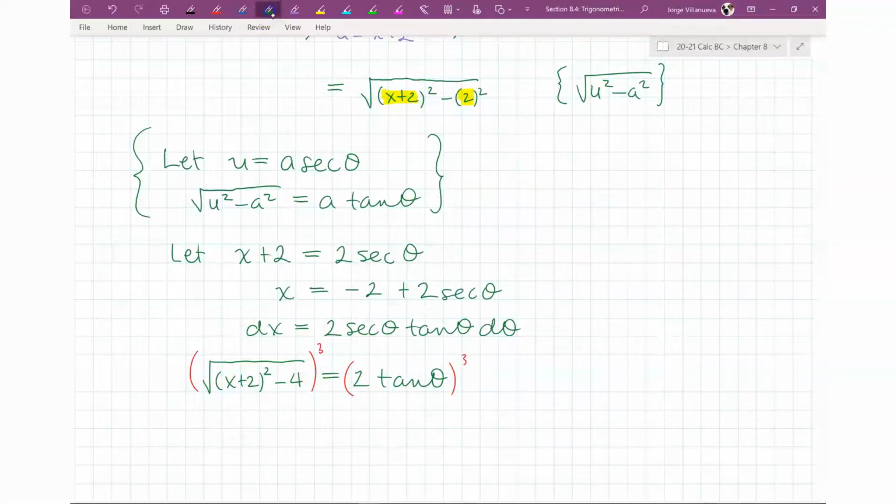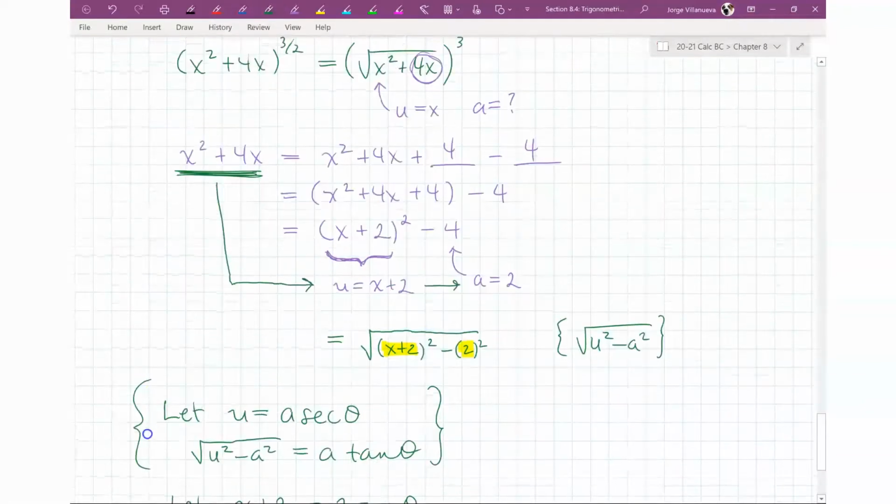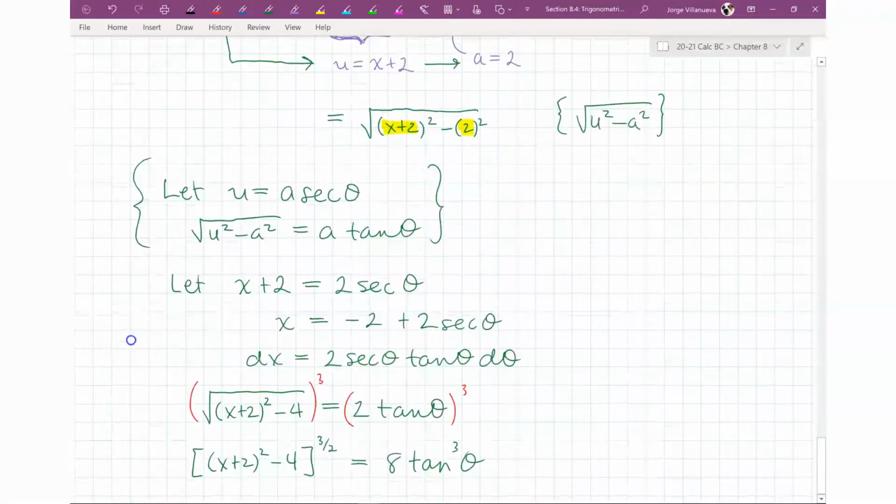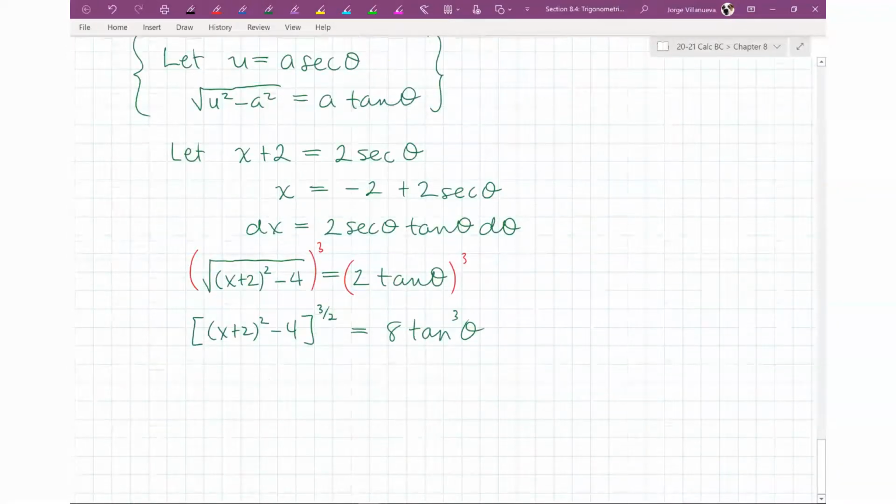In order to make it match the other denominator, that's (x plus 2) squared minus 4 to the 3 halves. That's 8 tangent cubed of theta. Again, I'm doing this because it has to match the denominator. Let's look at our denominator. Our denominator is (x squared plus 4x) to the 3 halves. I know it doesn't look like it, but if I expand it, that becomes (x squared plus 4x) to the 3 halves. Okay, so now I have what I need.